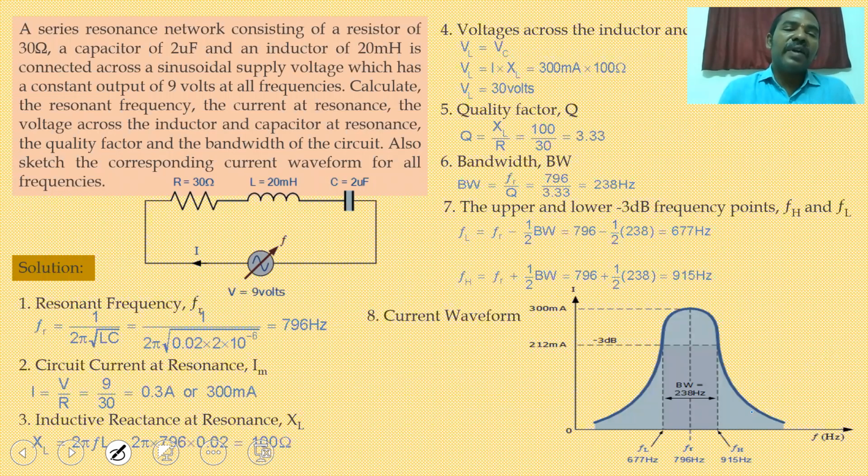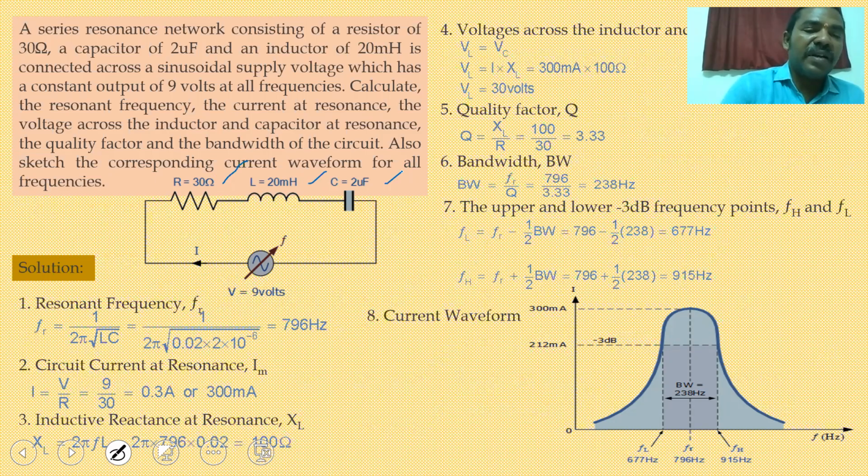Now coming to the RLC series circuit. Here the resistance value is 30 ohms, the inductance is 20 millihenry, and the capacitance is 2 microfarads. The supply voltage is a sinusoidal voltage with a constant output of 9 volts at all frequencies. You have to calculate the resonating frequency, current at resonance, voltage drop across the inductor and capacitor, quality factor, and bandwidth of the circuit, and sketch the current waveform. So this is the question.